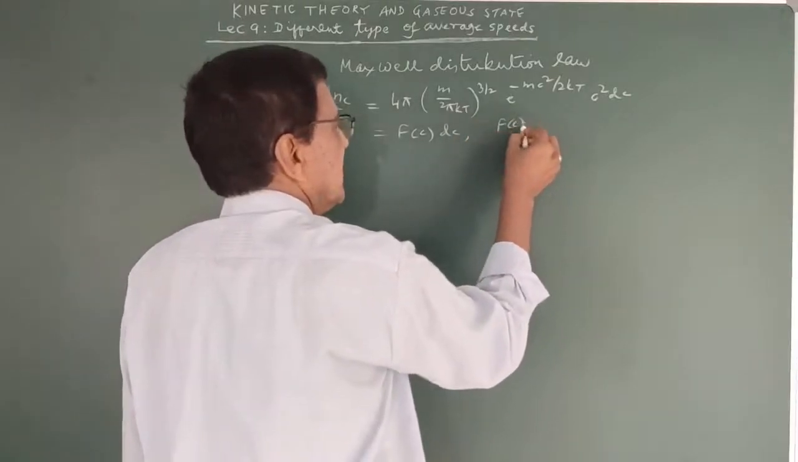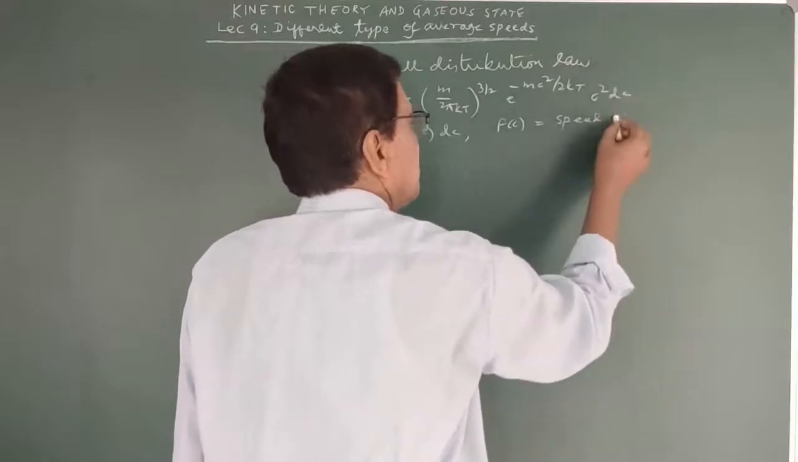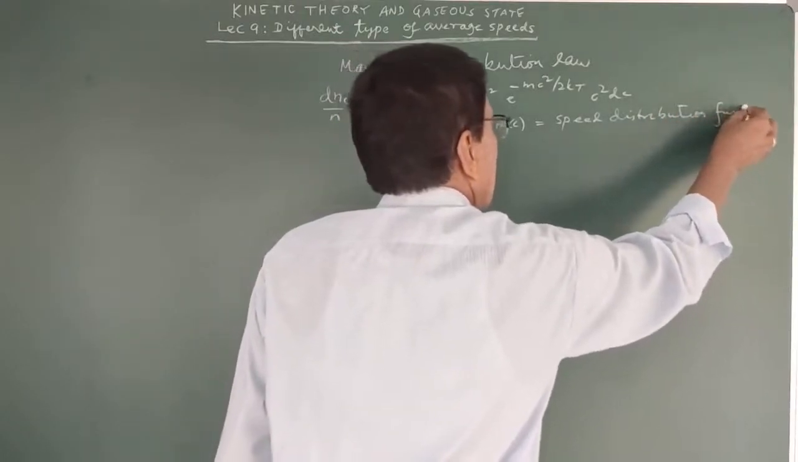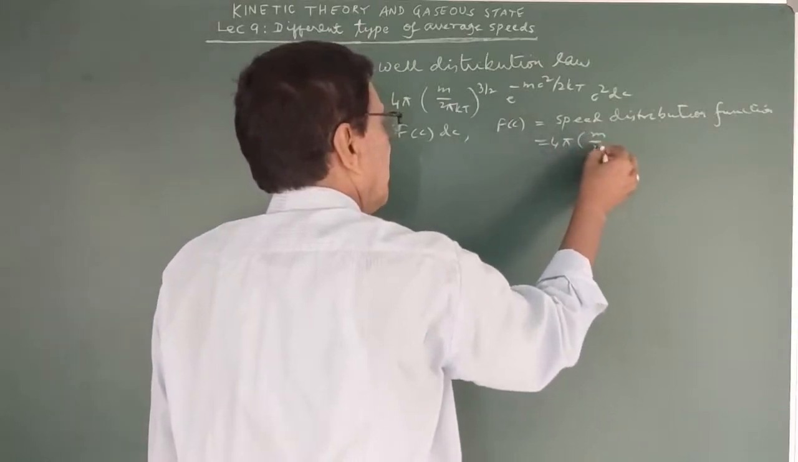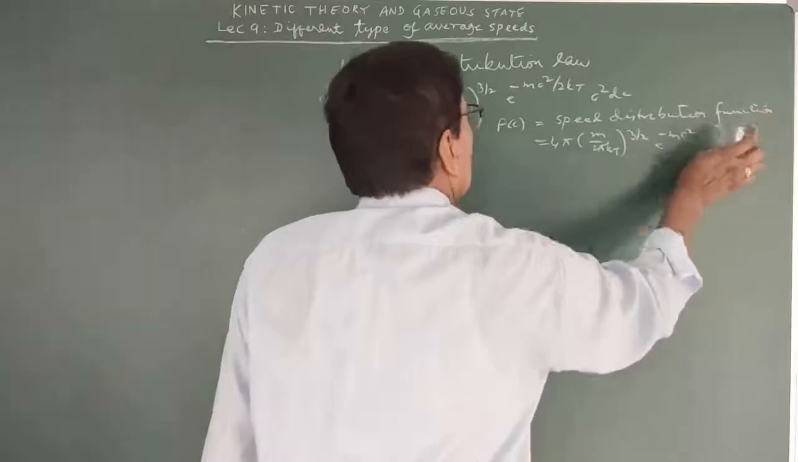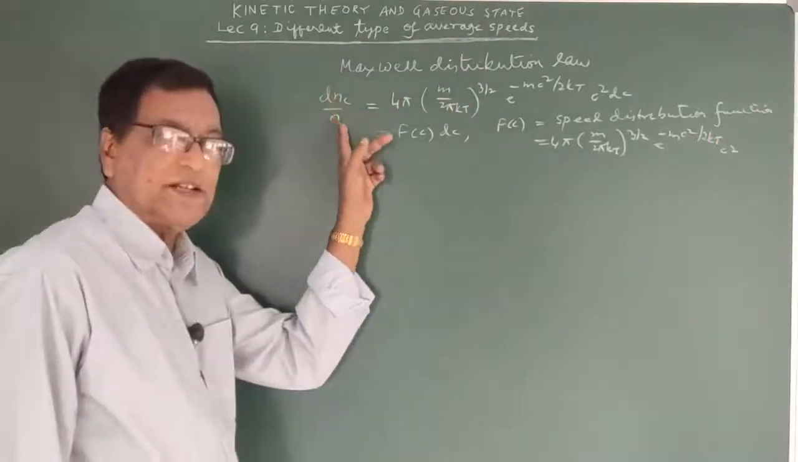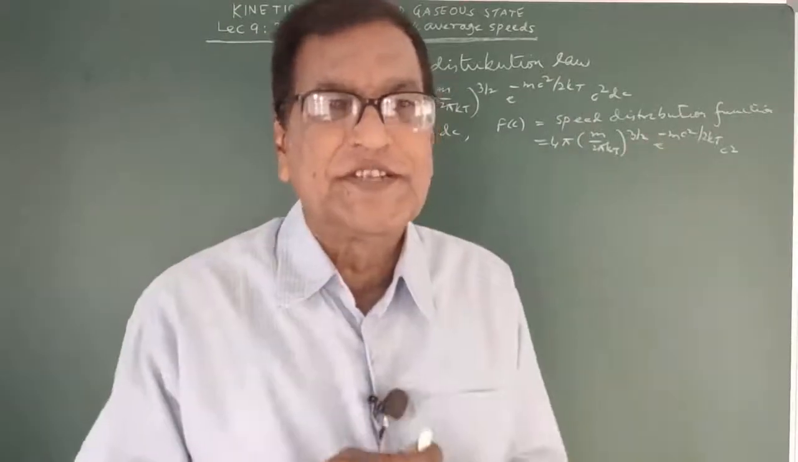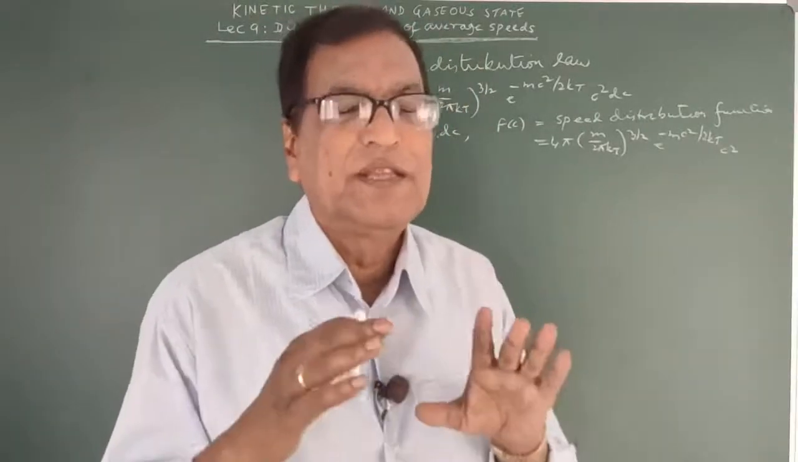where f(c) is the distribution, or you can say the speed distribution function, and which is equal to 4π (m by 2πkT) to the power 3 by 2, e to the power minus mc² by 2kT, into c². Here dN_c is the fraction of the molecules having the speed c within the infinitesimal range dc, where f(c) is the fraction of the molecules having the speed c.